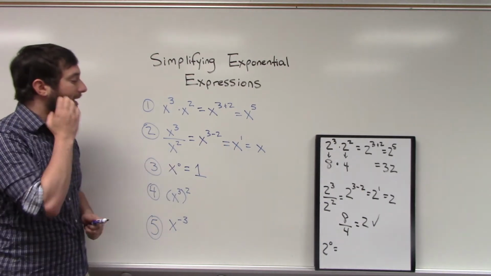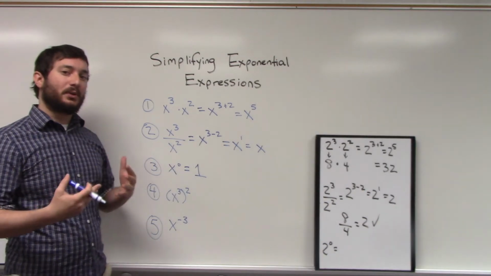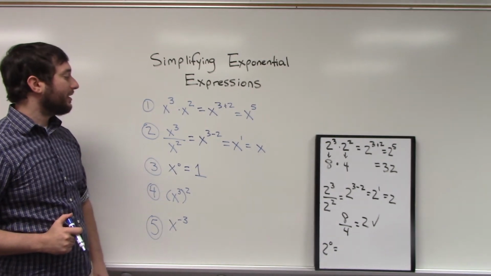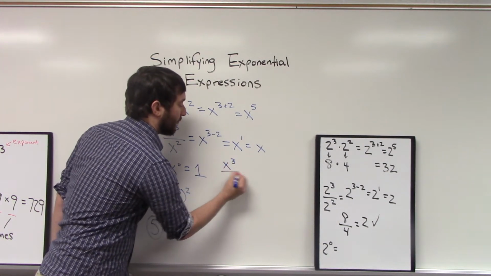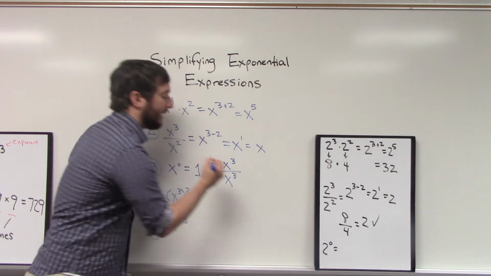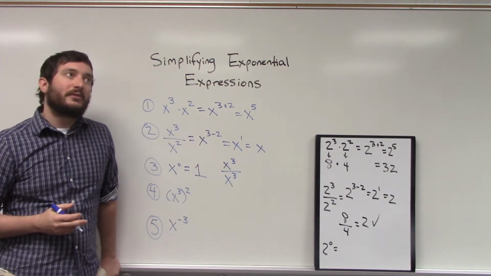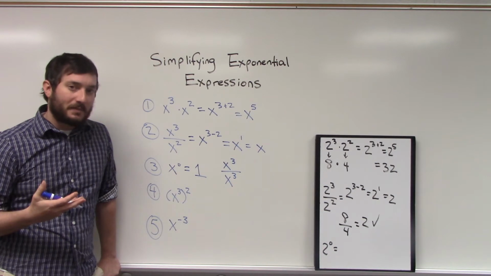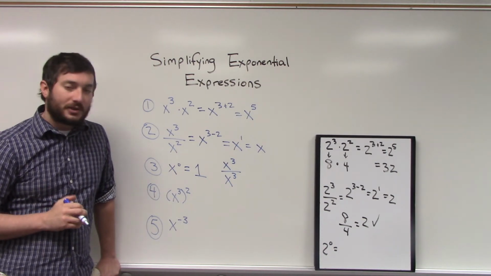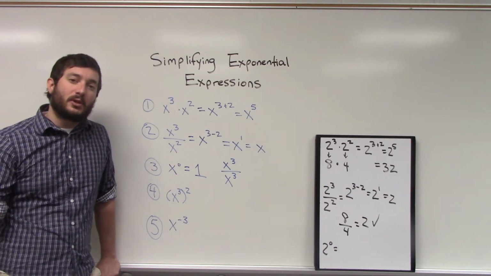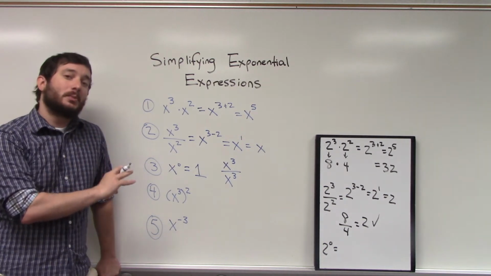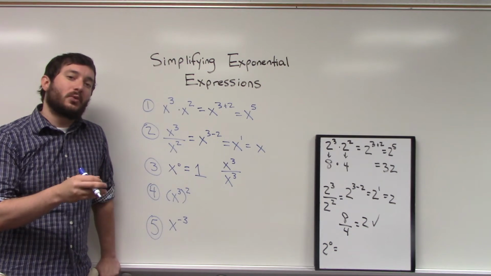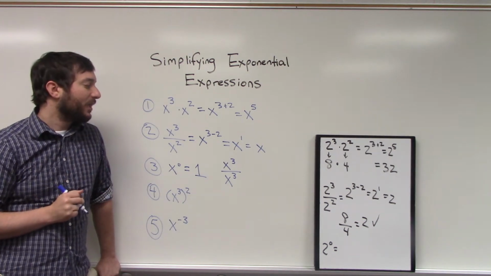Now, why is that? What I'm going to do is show an example. Instead of doing x cubed divided by x squared, let's see what happens when I do x cubed divided by x cubed. Now, what we find normally is that when we divide a number by itself, that answer is 1, right? 4 divided by 4 is 1, 2 divided by 2 is 1, x divided by x is 1. X cubed divided by x cubed is also 1. You're dividing that number by itself.